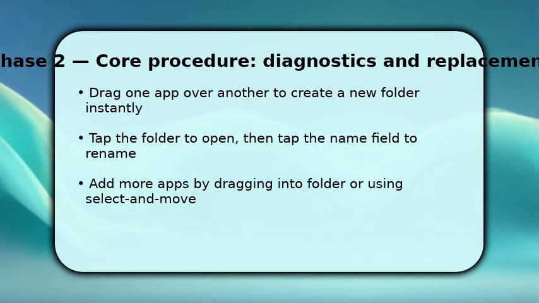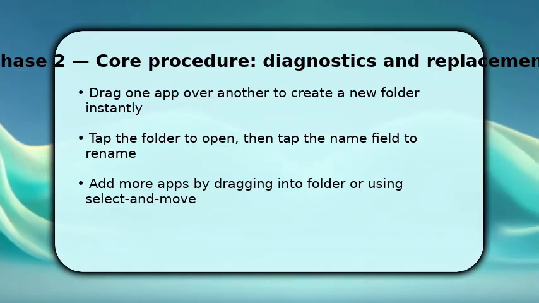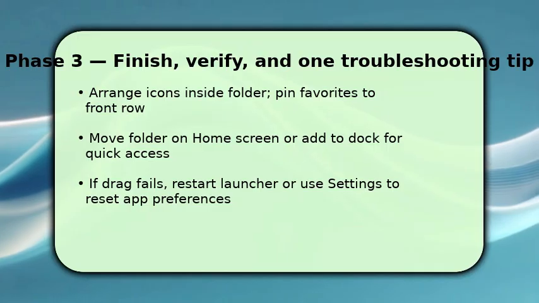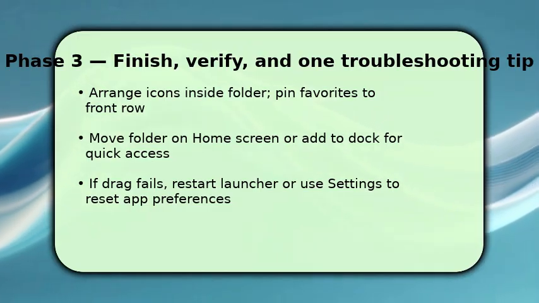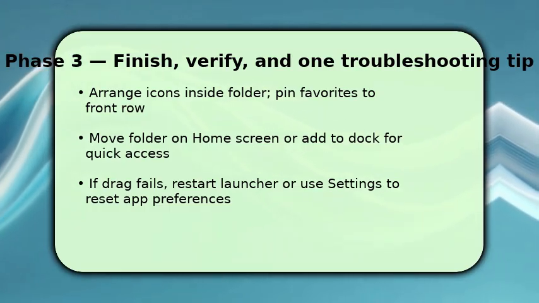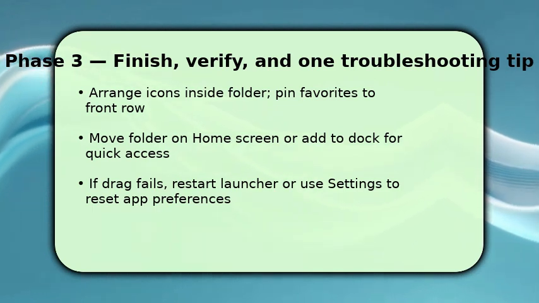Once done, you can drag additional apps into that same folder from the home screen or from the app drawer without recreating it. Finally, tidy the folder. Move your most used apps to the front for one-tap access and position the folder on a convenient home screen or dock slot. You can resize some folders on certain launchers. Use that to show more icons.